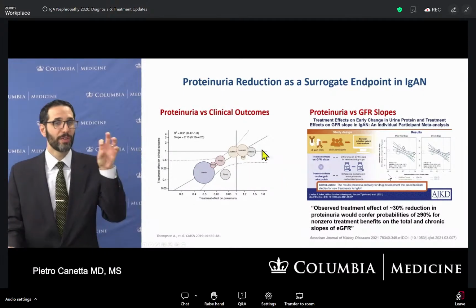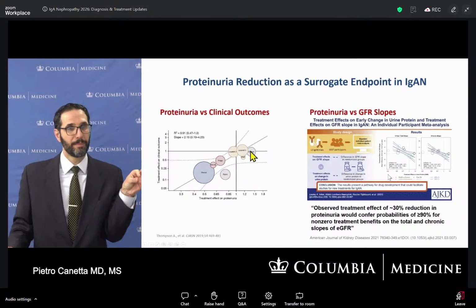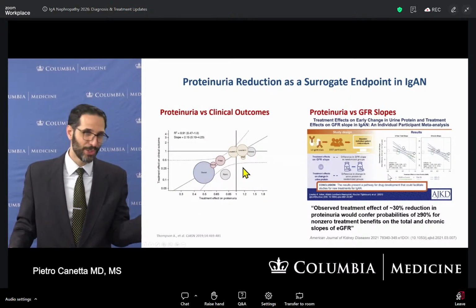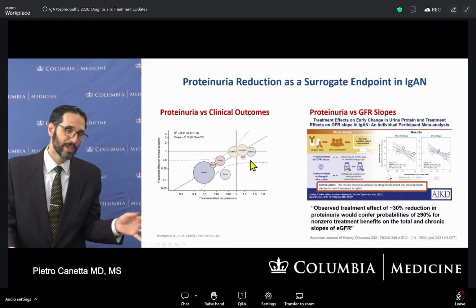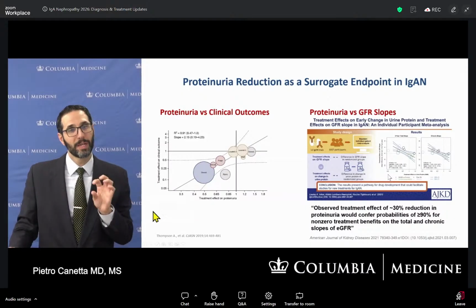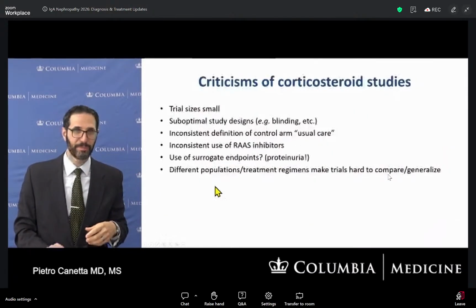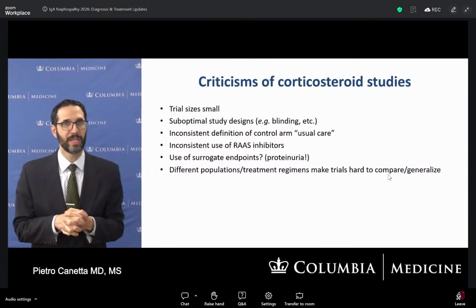And what's interesting, though, if you go back to the paper that derived this association, almost all of these studies were studies of corticosteroids. Not exclusively, there were some with MMF, but really the intervention that was driving the change in proteinuria here was corticosteroids. But there have been criticisms of these studies.